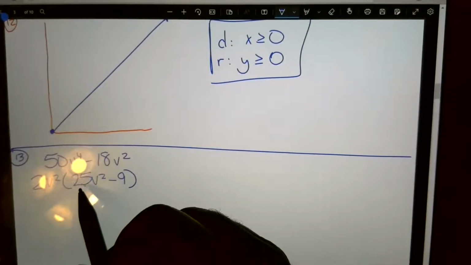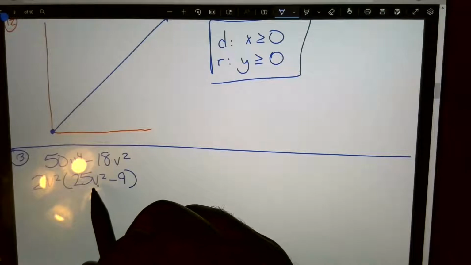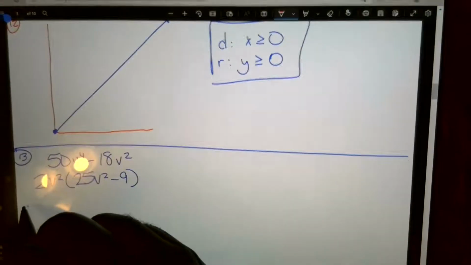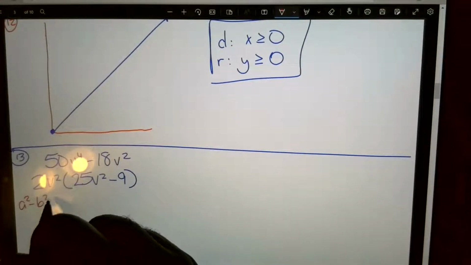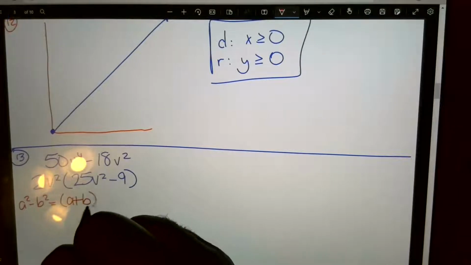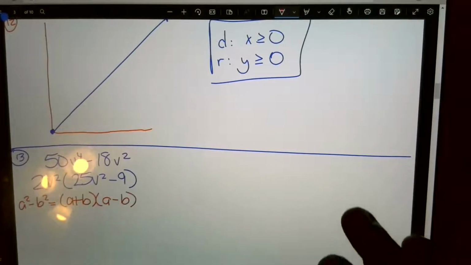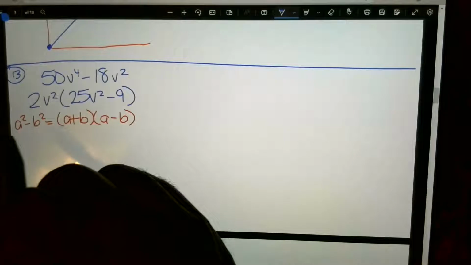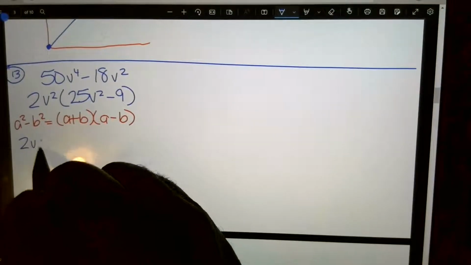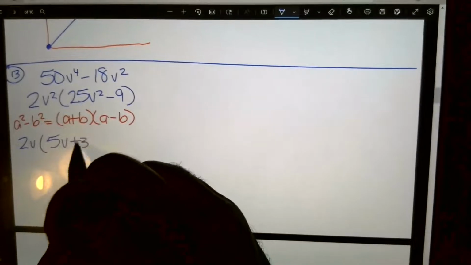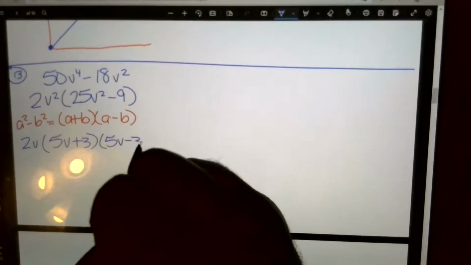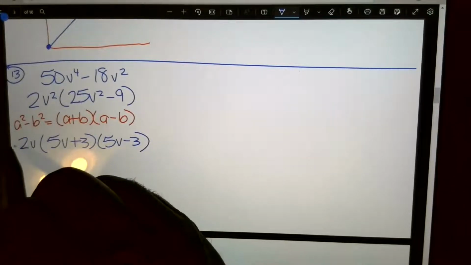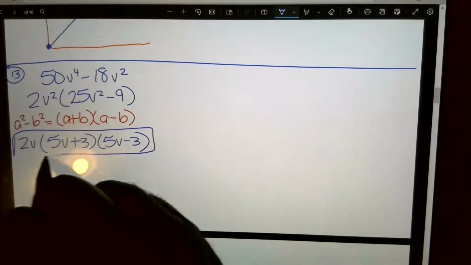Right. 25 is a perfect square. So is 9. So is v squared. So remember that a squared minus b squared is equal to a plus b times a minus b. Right, so in this case, this is 2v squared times 5v plus 3, 5v minus 3. If you need to do the a squared, something squared minus something squared, we can do that. So let me put a box around that.